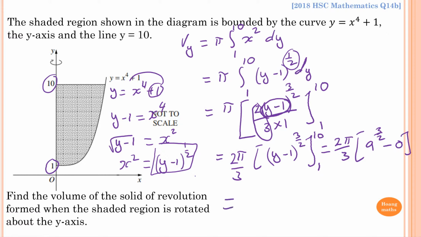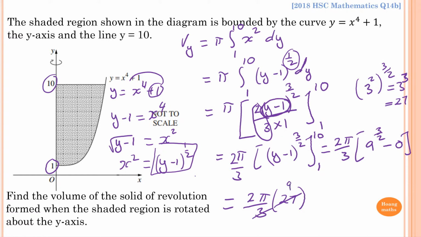So you can just put it in the calculator. Otherwise, 9 is 3 squared, so all to the power 3 over 2, I multiply the powers, that gives me 3 to the power 3, which is 27. So this gives me 2 pi over 3 lots of 27. 27 divided by 3 is 9, so 9 times 2 is 18. So 18 pi cubic units.